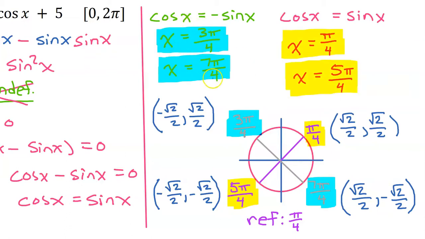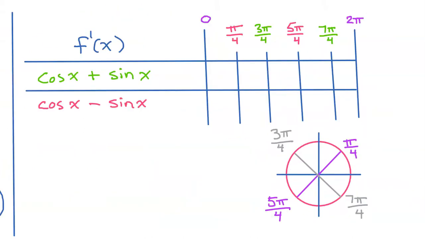So we have 4 critical numbers to put on our number line. Keep in mind that we are limiting the number line to between 0 and 2 pi. Make sure you label your sign chart as f prime. Here are those two factors that make up f prime. It's time to check each factor to see whether it is positive or negative in each one of these intervals.